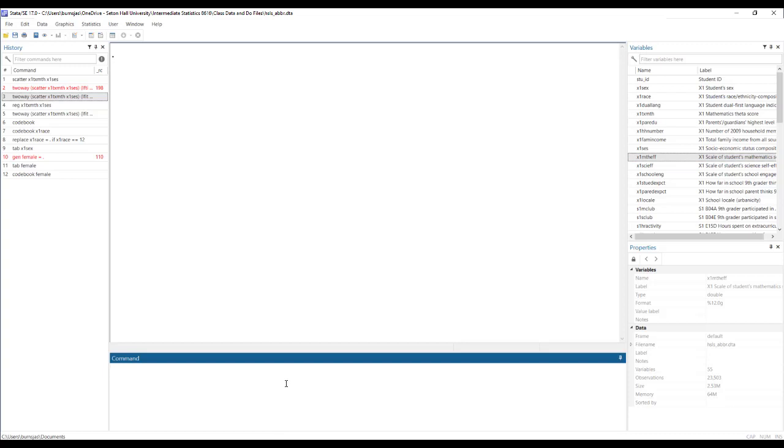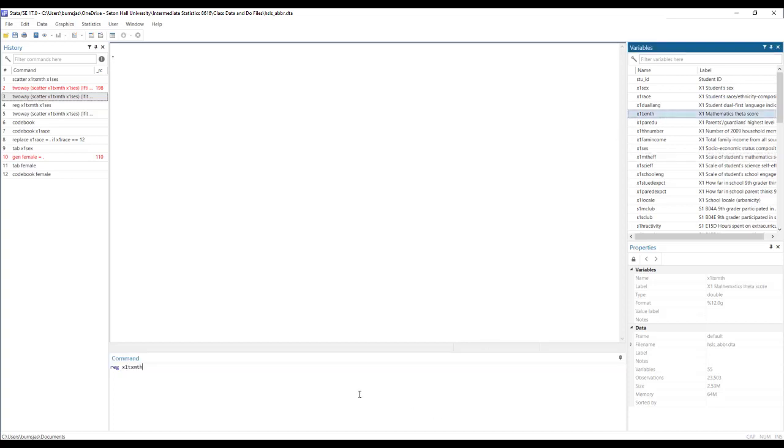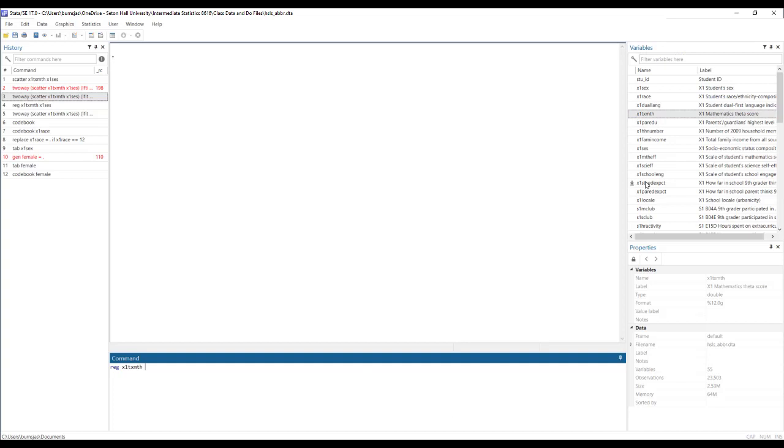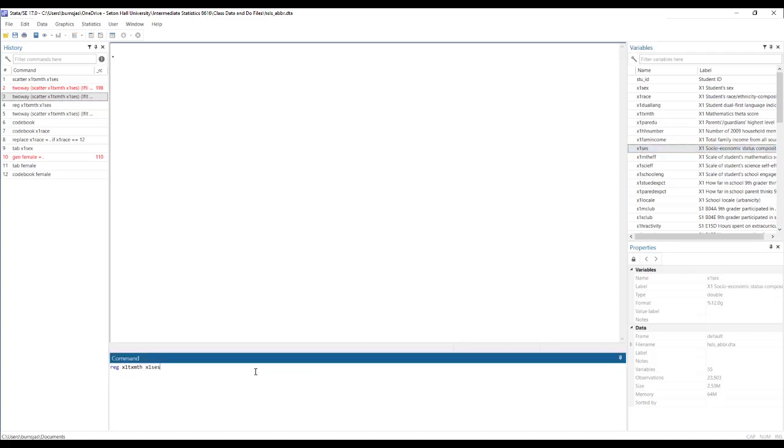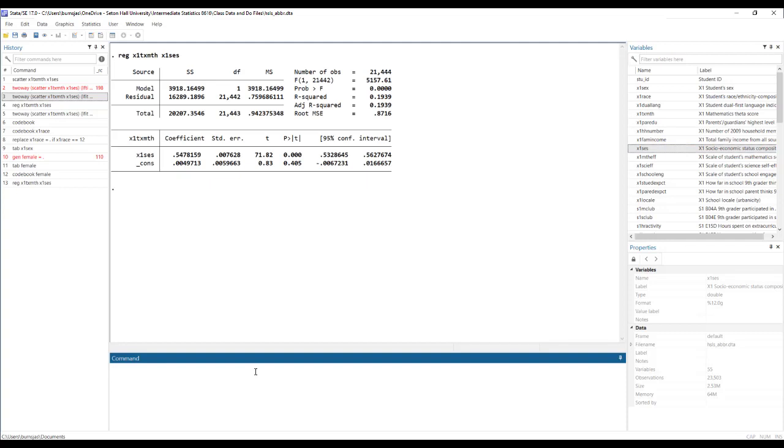So what we can do is just use the reg or regress command, and then we want to put the math score, which is this variable right here. So put that first, and that's our outcome or dependent variable. That always comes first after the command. Then we want to include our independent variable or our predictor, and then we hit enter.